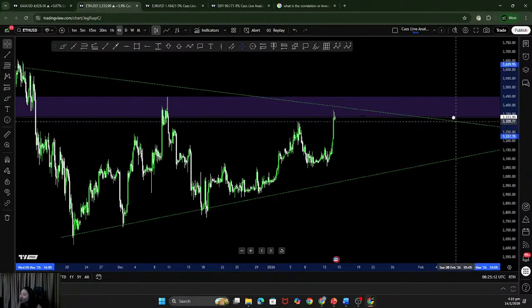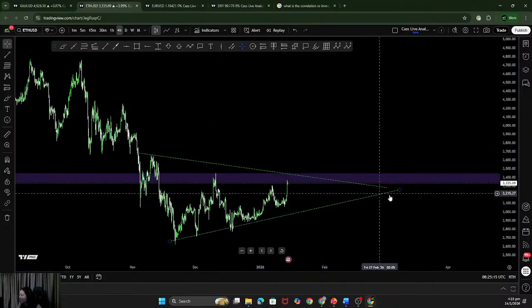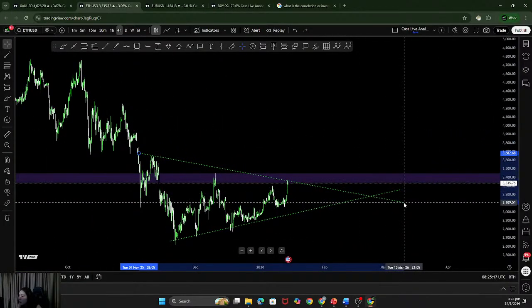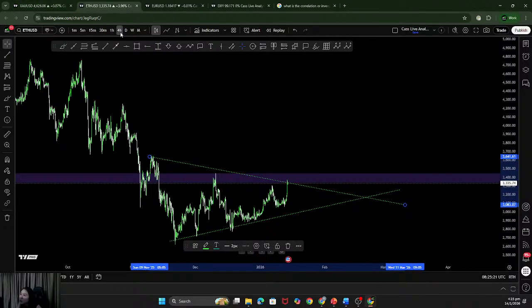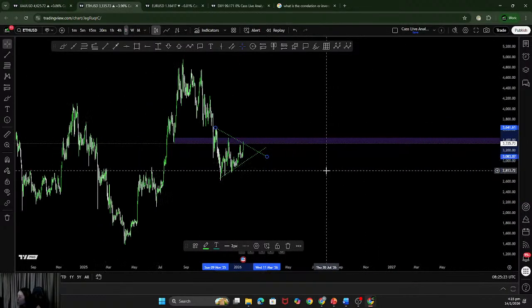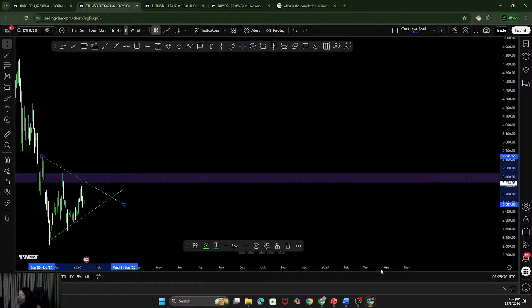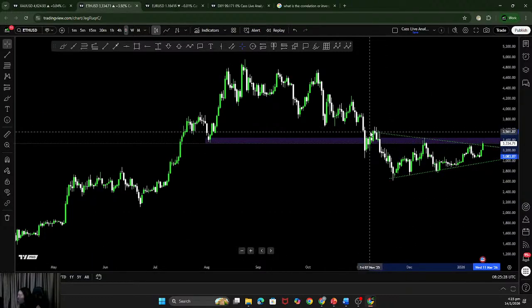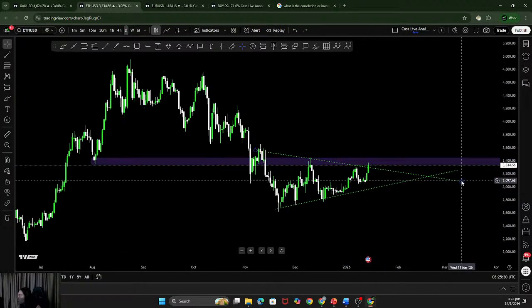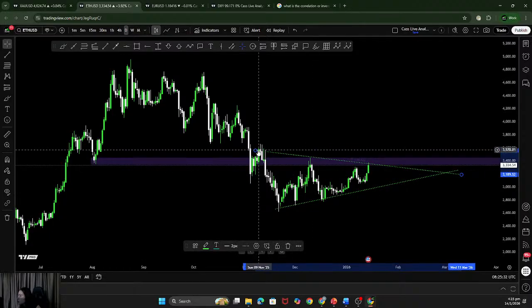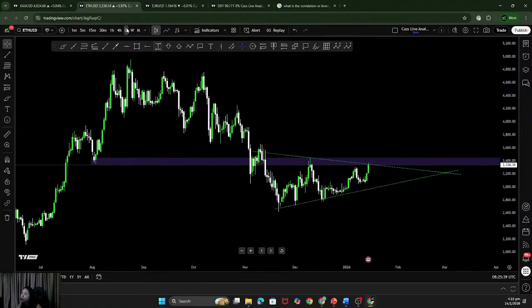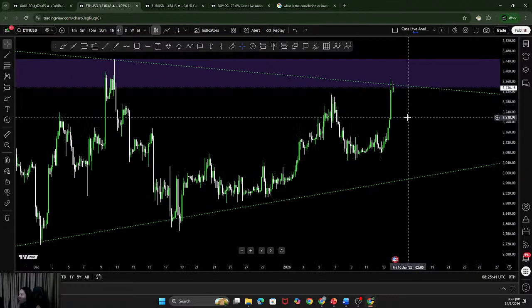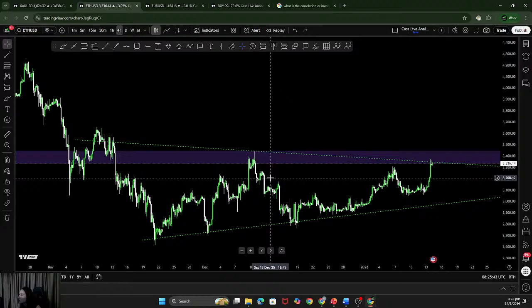Let me try to adjust it to the best of my ability, because you want things to be as clean as possible. Okay, no, I have to go back to the daily to make it more accurate. Yeah, sorry, this is as good as I can get the triangle to look. Yeah, that's as clean as I can get it to look.